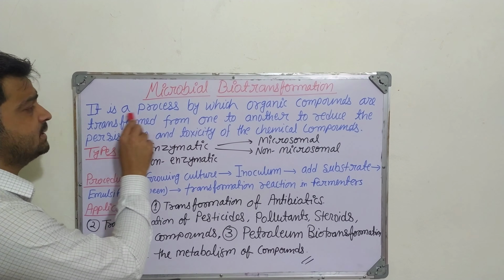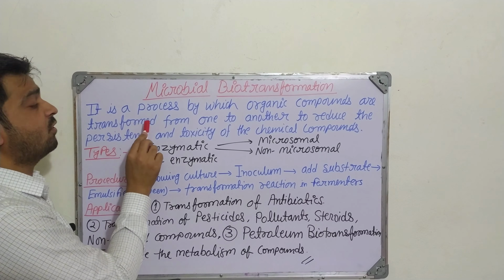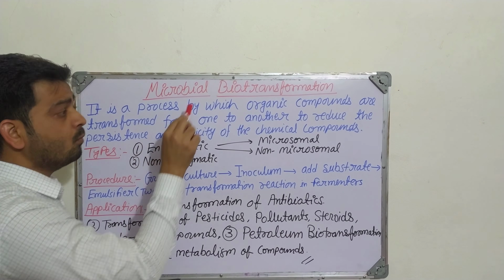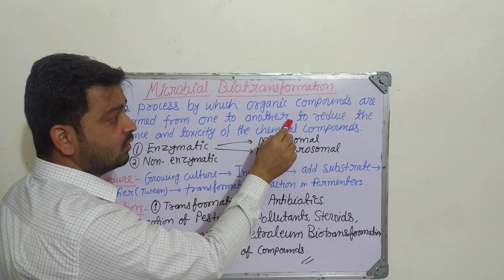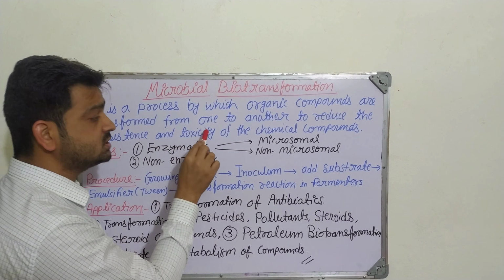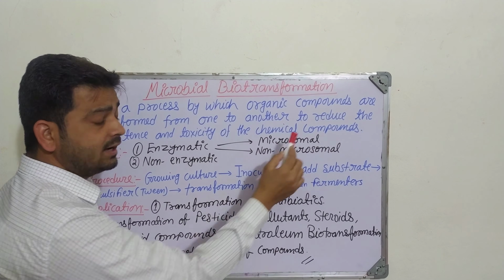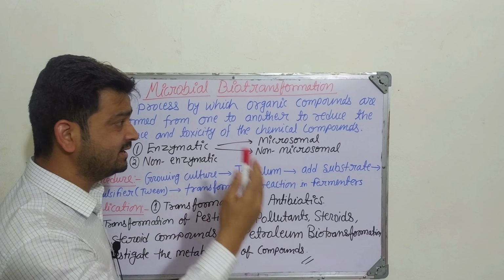It is the process by which organic compounds are transformed from one form to another, right? What for? To reduce the persistence and toxicity of the chemical compounds. That is the intention, and it is done by microorganisms.